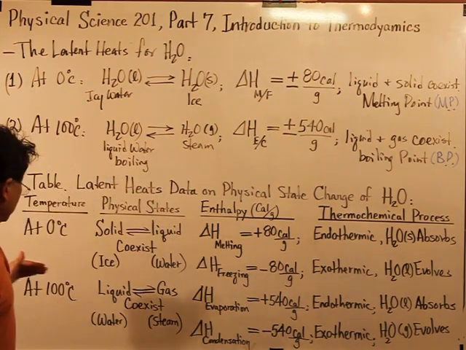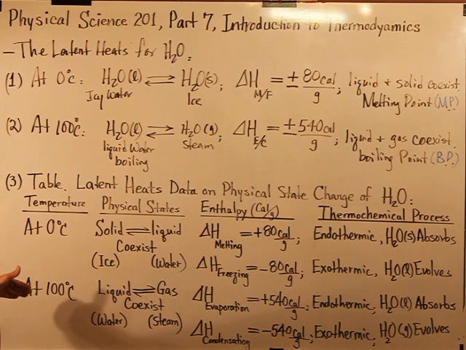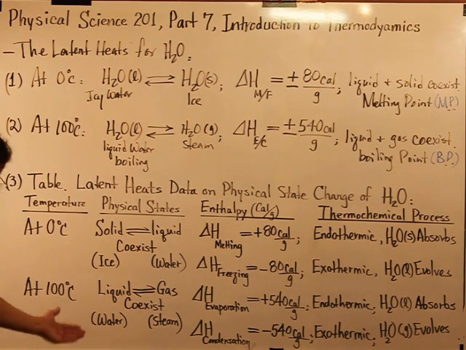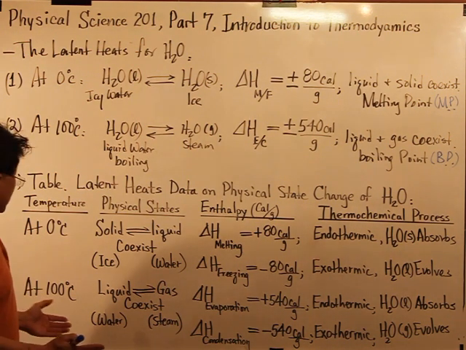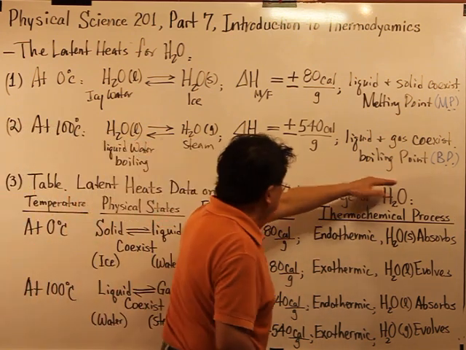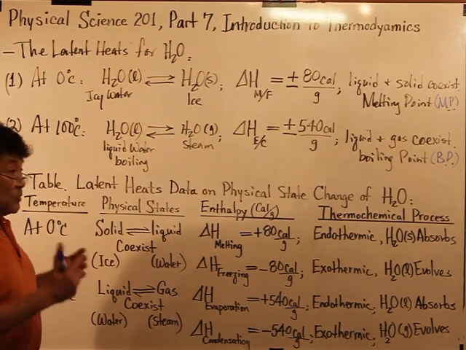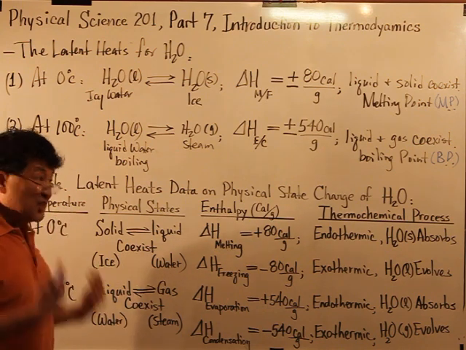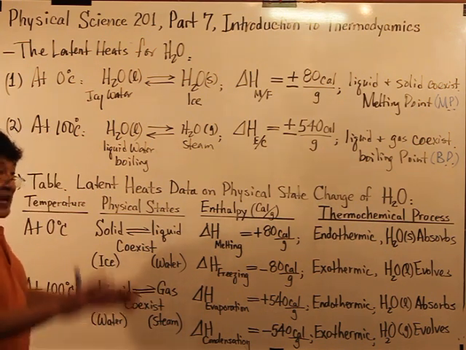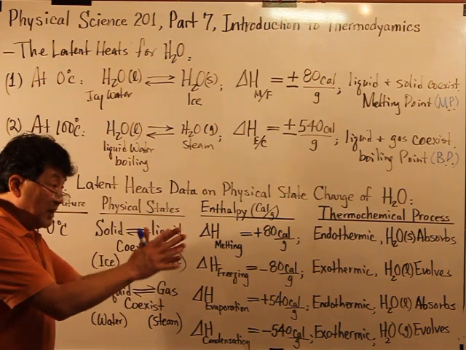Now, the second case is the 100-degree temperature, a higher temperature. Of course, ice has already melted prior to 100 degrees. At 100 degrees, liquid water boils; that's called the boiling point, BP. Liquid water boils into hot steam, so it becomes gas. But these two physical states coexist at the same time, right?